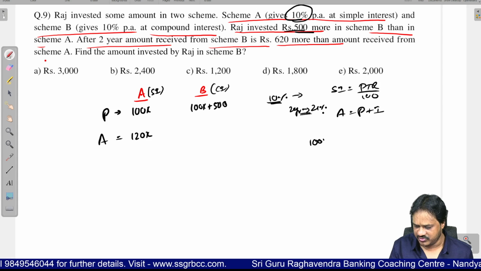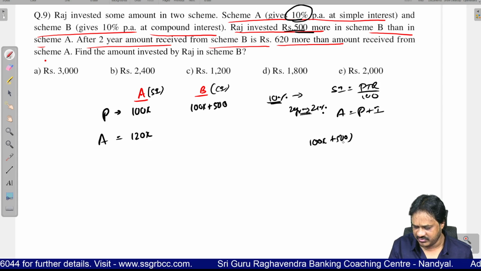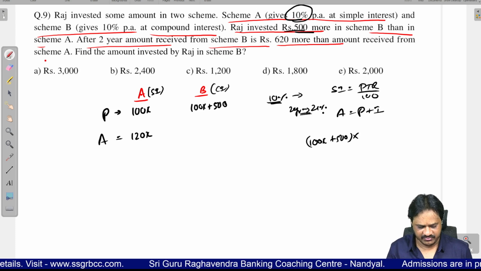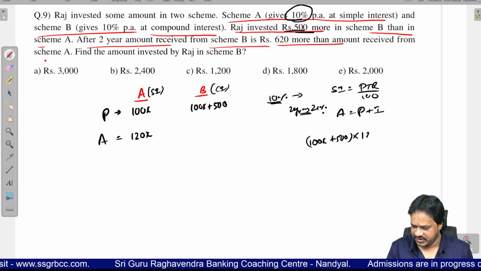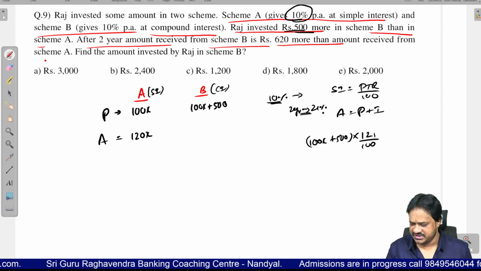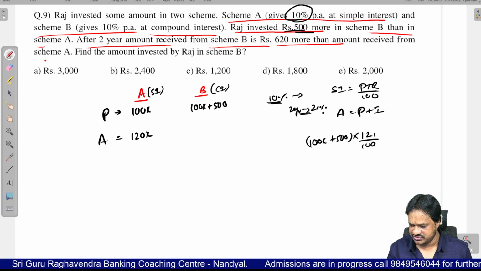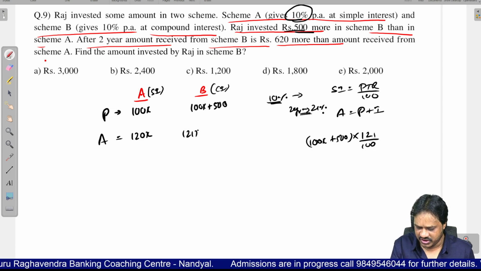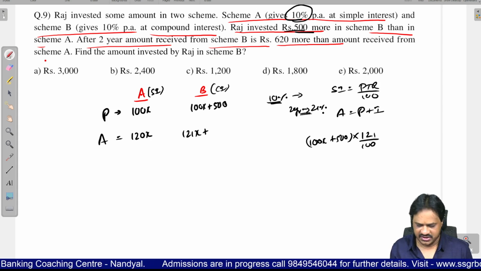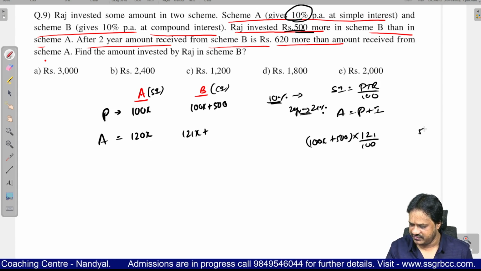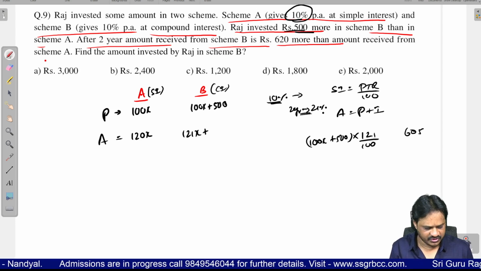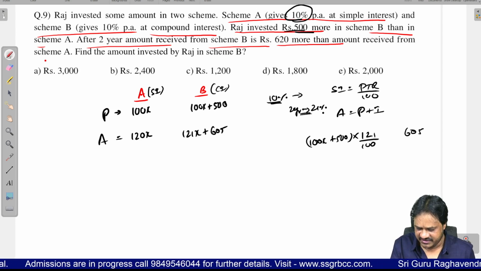So total amount will be (100x plus 500) into 121 by 100. Now if you do the calculation, the 2 zeros cancel, and you will get 121x. 500 into 121 by 100 will give 605. This will be 121x plus 605.